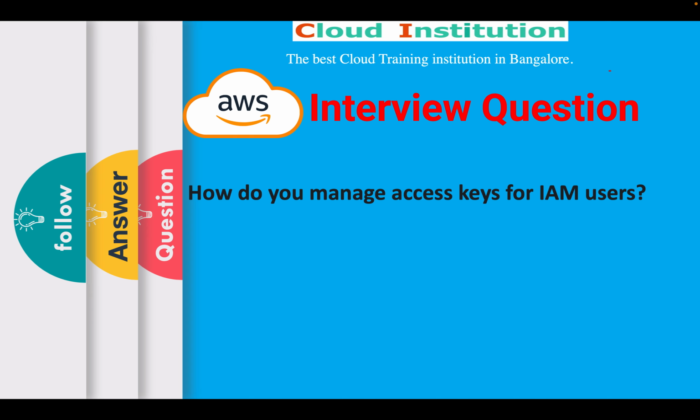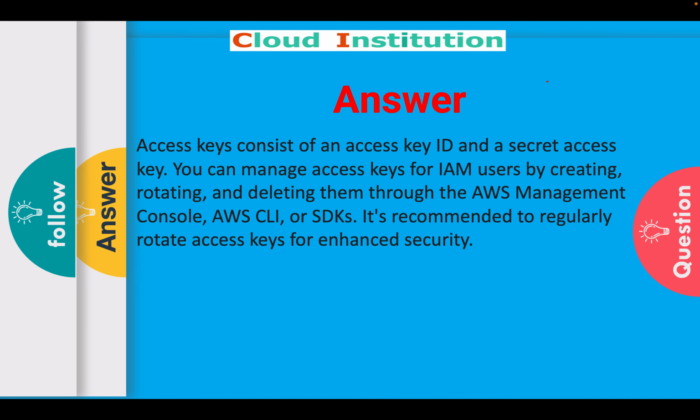There are various different ways that you can grant AWS access to specific IAM users. So let's see how you manage access keys for IAM users. Let's see the answer now. An access key consists of an access key ID and a secret key. You can manage the access keys for IAM users by creating, rotating, and deleting them through the AWS Management Console, AWS CLI, or SDK. It is recommended to regularly rotate the access keys to enhance security.